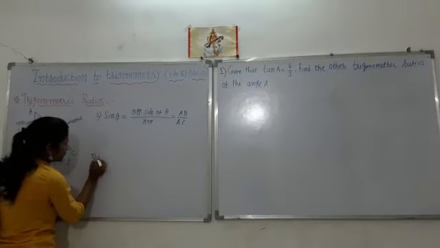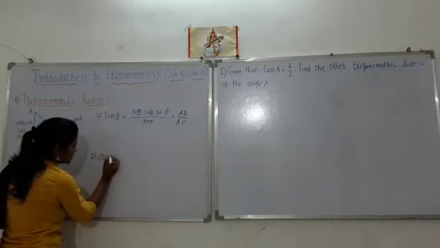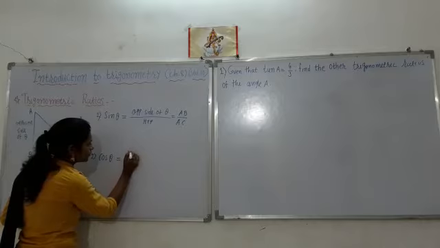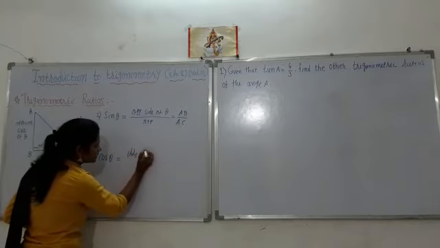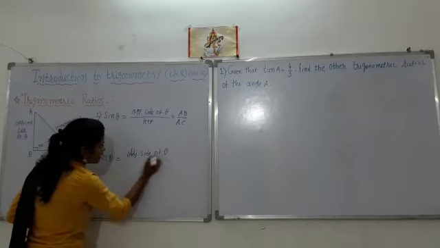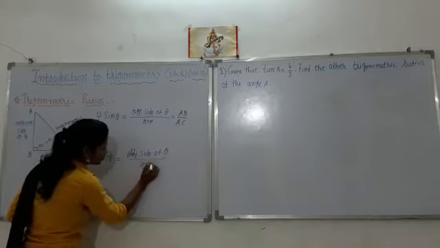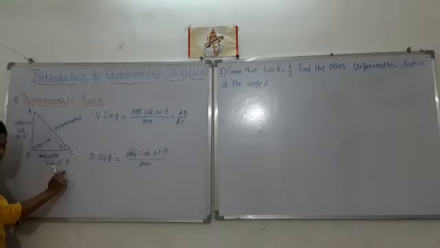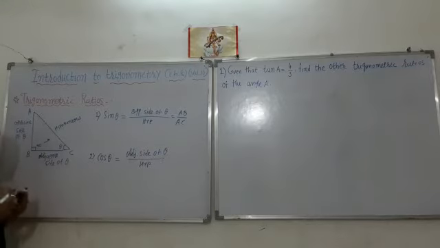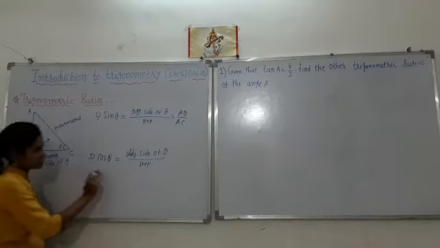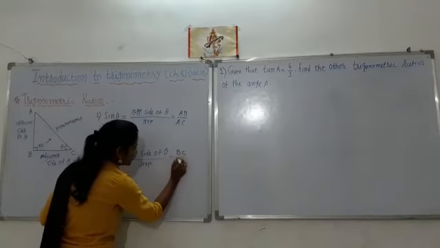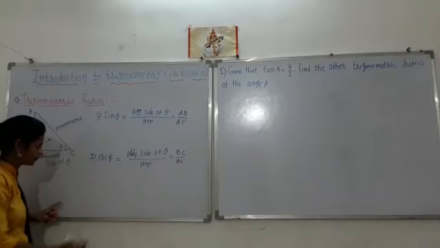Second is cos theta. So cos theta is adjacent side of theta upon hypotenuse. So this is your theta and this is the adjacent side of theta. Adjacent means near side. So the adjacent side of theta is BC in this particular figure, and the hypotenuse is AC.